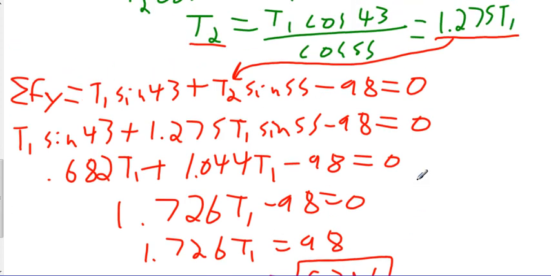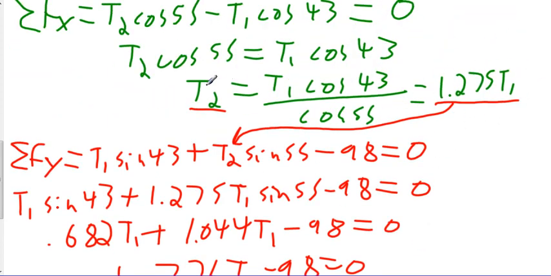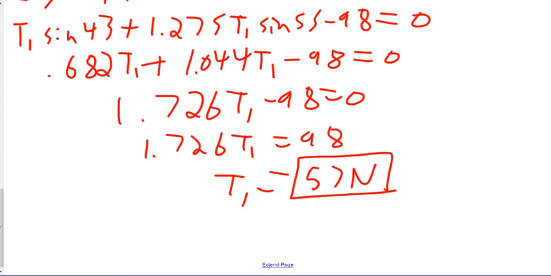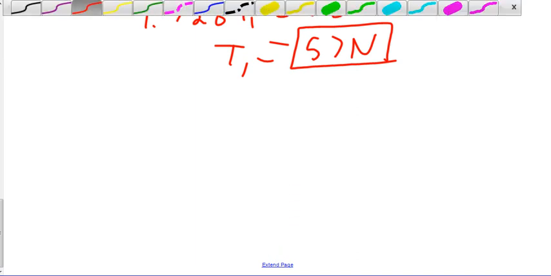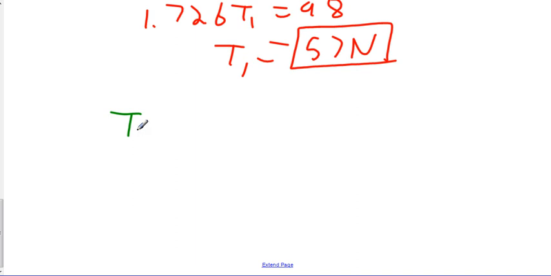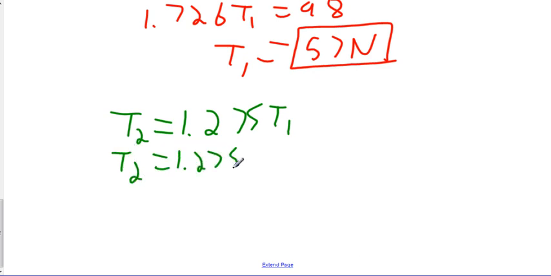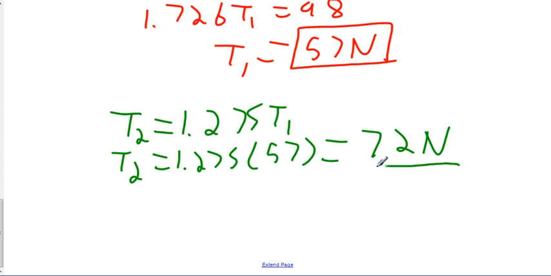Once I find my T1, I can plug it back into this equation. Let me just rewrite that out. So T2 is equal to 1.275 T1. So my T2 is equal to 1.275 times 57. And that gives me 72 newtons. And that is my T2.